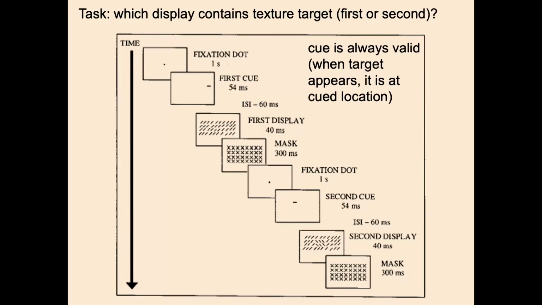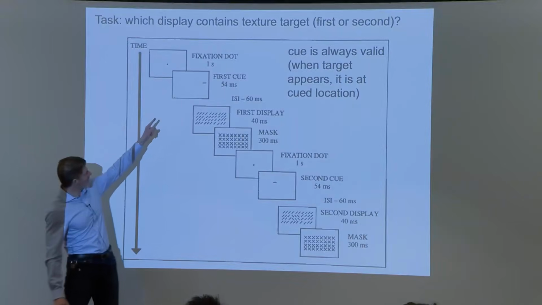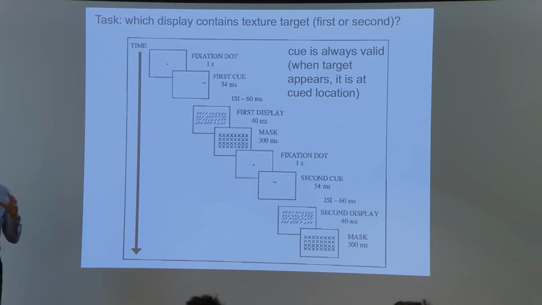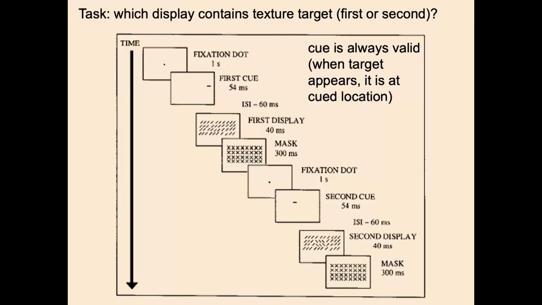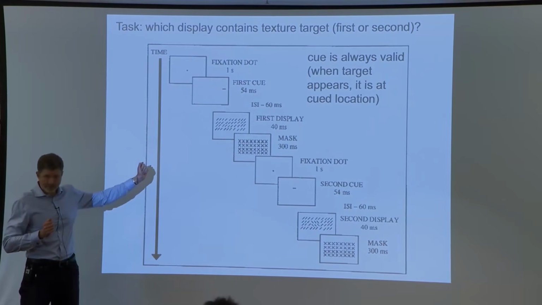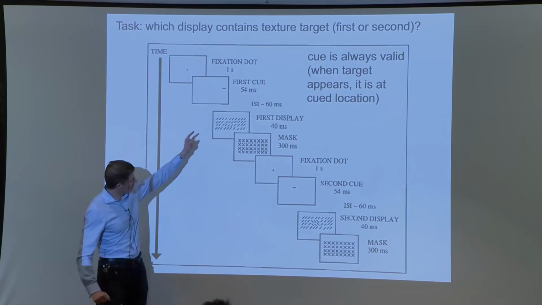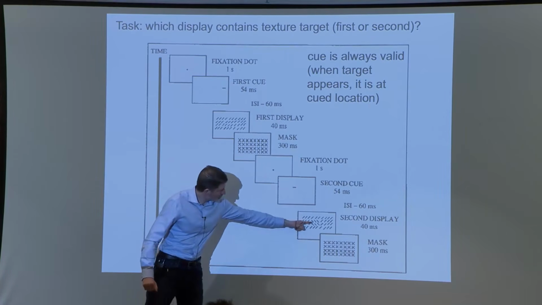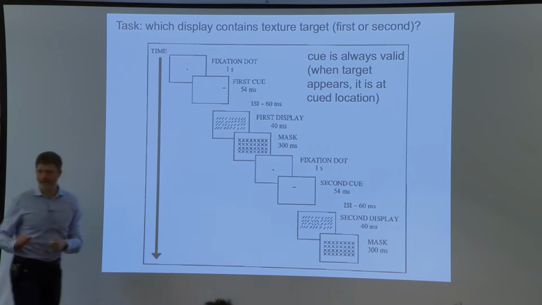Now, for both intervals, there is a cue, which is a little thing that pops up. It's an exogenous cue that draws your attention to a particular location. The cue is always valid in the sense that when the target appears, it's at the cued location. But in one of the intervals, there isn't going to be a target. So you get the cue and then a display, another cue and then a display. You can see in this case, the cue is at the same spatial position as that target.